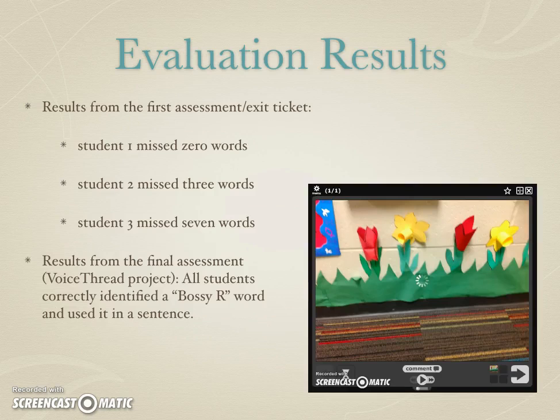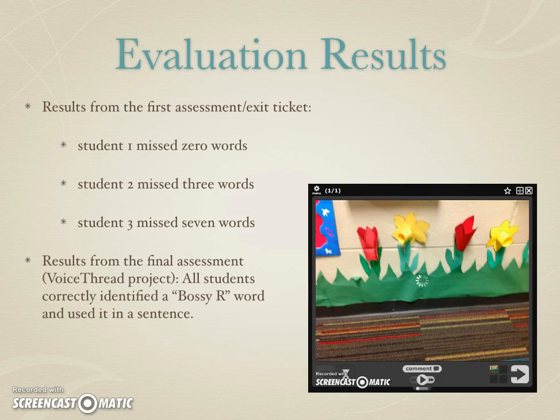And here are my evaluation results. From the first assessment, that was what we did after my initial lesson that we did on the board, I gave them the list of words that they needed to read to me, and then I kept a running record of what they missed. Student 1 missed 0 words, student 2 missed 3, and student 3 missed 7 words. So that kind of gave me a good idea of where I needed to start and exactly which words they had the most trouble with.